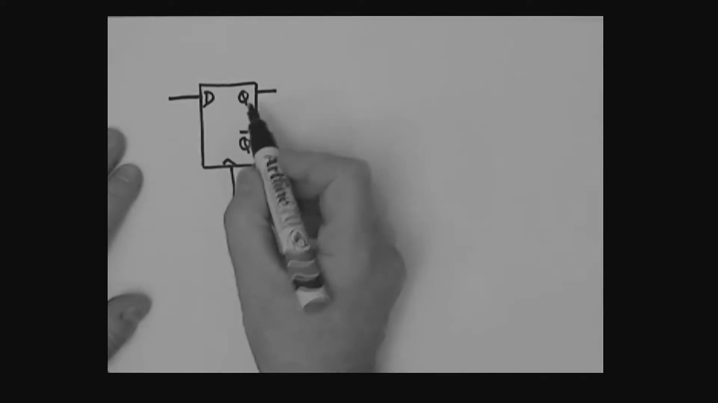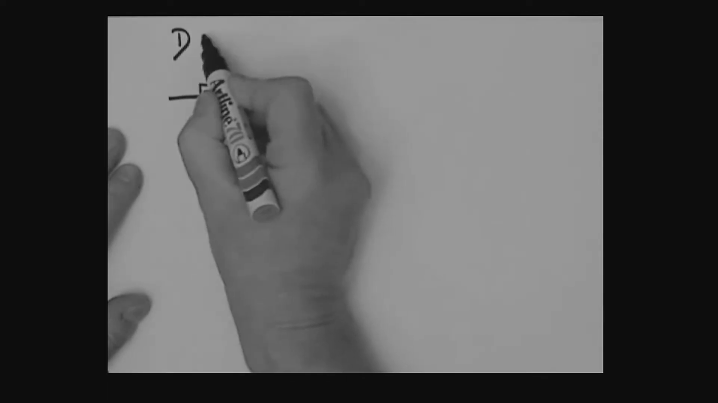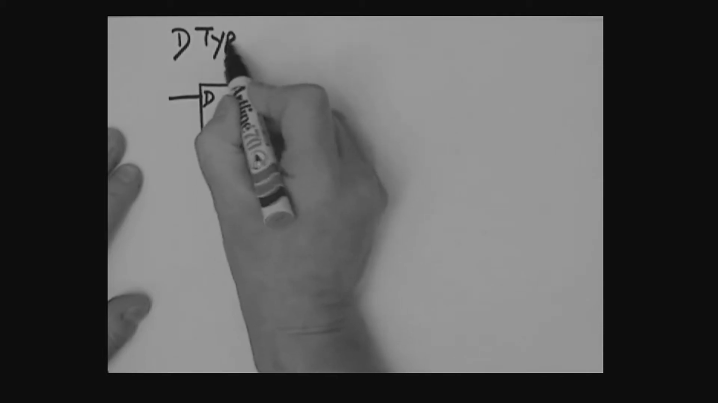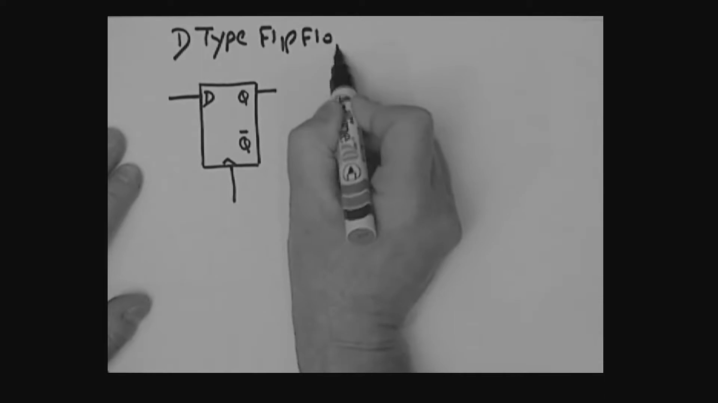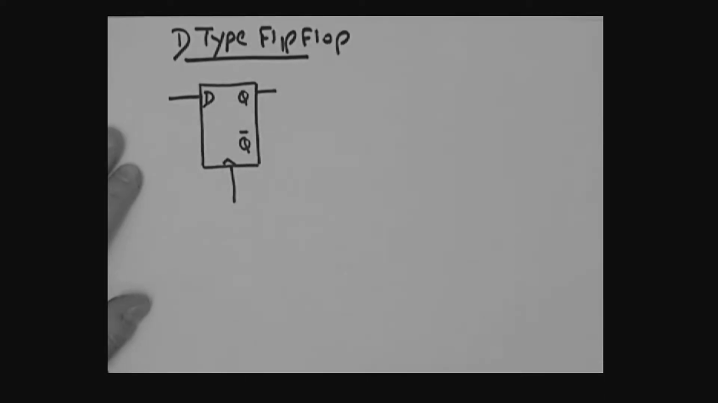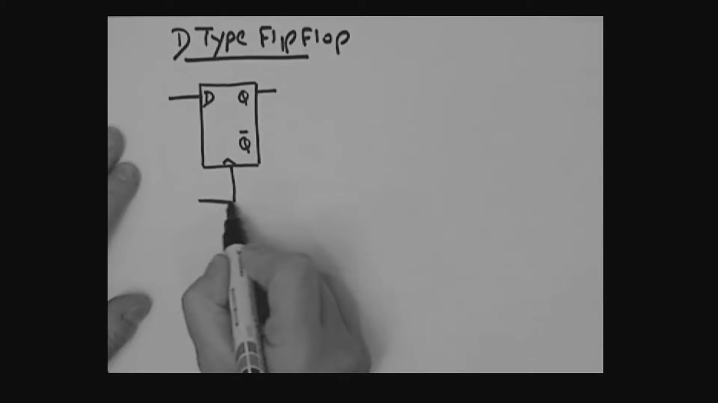Before we actually begin our discussion on state machines, I want to talk to you about a particular kind of flip-flop. This flip-flop here is referred to as a D-type flip-flop. Basically speaking, a flip-flop is really a memory device. I want to explain to you basically how this flip-flop actually works.